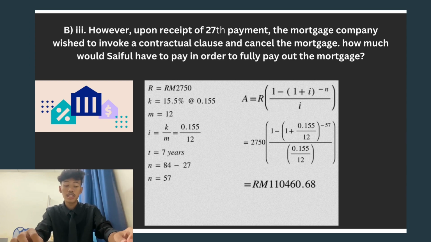So, we still use the previous information for the R, K, M, I and T. But for N, we need to minus 27. So N is 57. So we insert all the information into the formula and calculate it. So the answer will be 110,460 ringgit 68 cents.